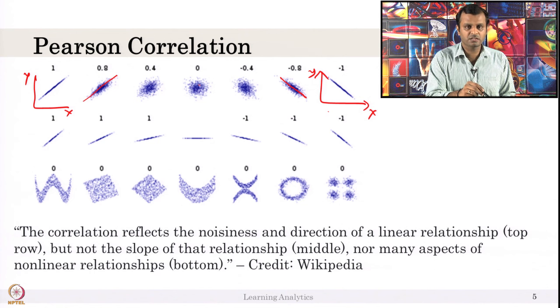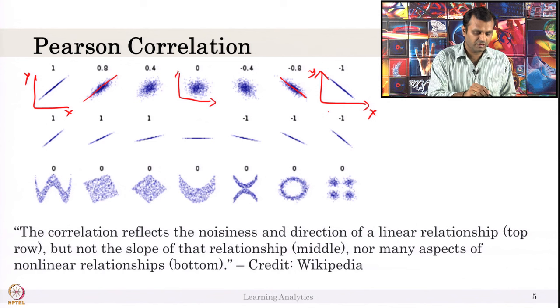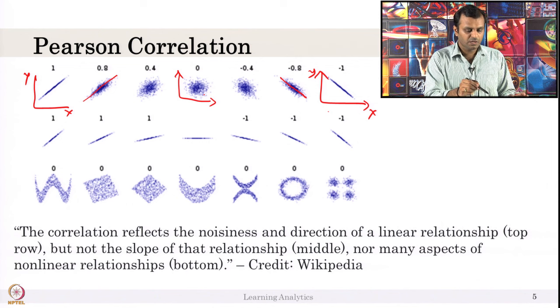And 0 indicates there is absolutely no correlation between x and y. We cannot say that if x increases, y also increases, because x is very low and y is high, and x is very high and still y is low. So, we cannot say any definite correlation between these two values.